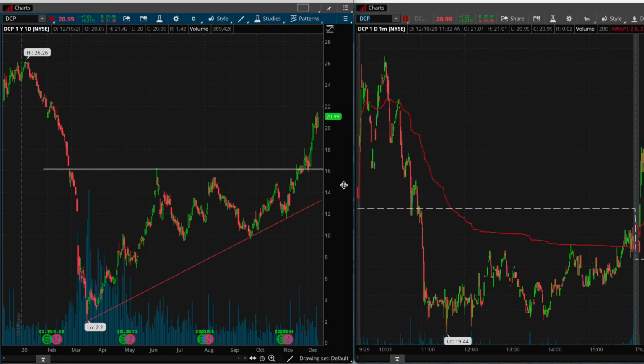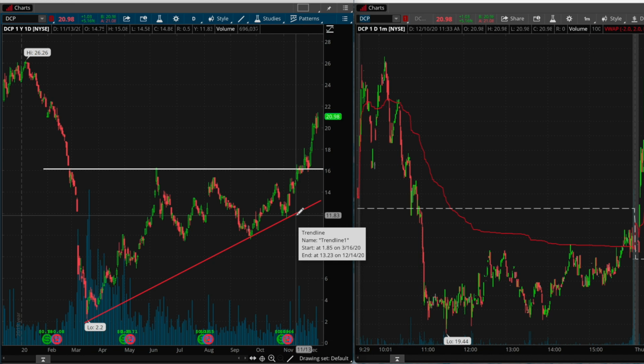Okay, and these are the two things that I see here as potential entry points for this stock, DCP. We can see very clearly that it is in an uptrend. It's making both higher highs and higher lows. So if you connect those lows with a trend line, that trend line is going to be a continued potential line of support that you can look to use to actually buy into the stock.